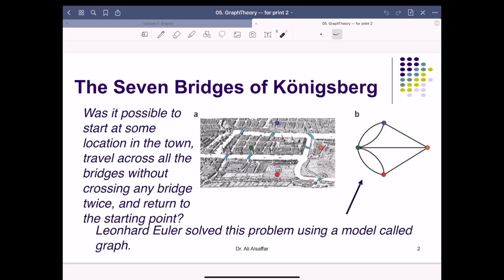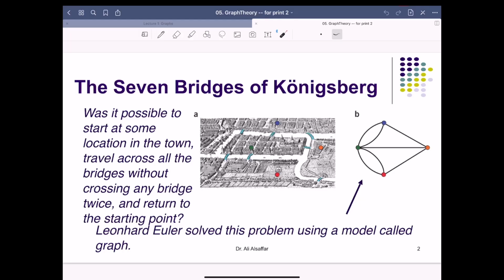So he claimed that any region should be connected by an even number of bridges. Otherwise, the tour does not exist. So here we have 3 bridges, here we have 3, here we have 5. This is why this tour does not exist. And later we will study Euler cycles, and then we will show you how to determine if a graph has an Euler cycle or not.